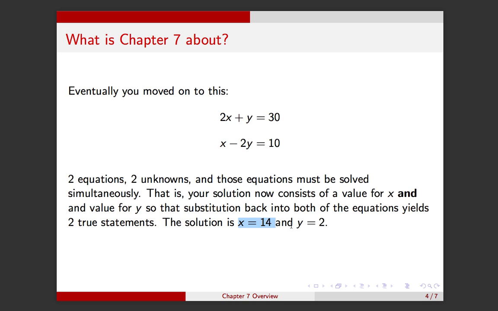So x equals 14, y equals 2 are solutions. Why is that, right? This pair of data, that's the solution. Because 2 times 14 plus 2 is 30, right? So subbing in 14 for x, 2 for y gives you a true statement here. And then what? 14 minus 4 is 10. Okay, I'm not telling you anything new here, am I? This is very familiar to you.